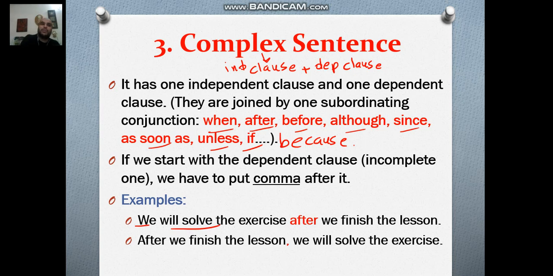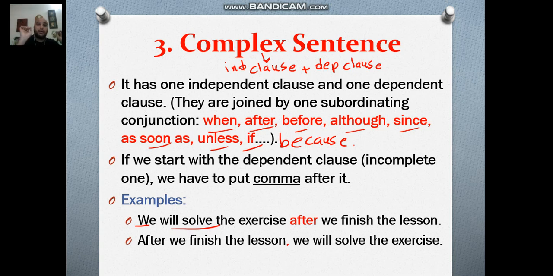It should be linked to the independent clause, and in the middle I'm going to have a comma and a subordinating conjunction: when, after, before, although, since, as soon as, unless, if, though, because. You see, it's too easy to differentiate between a complex sentence and a compound sentence.